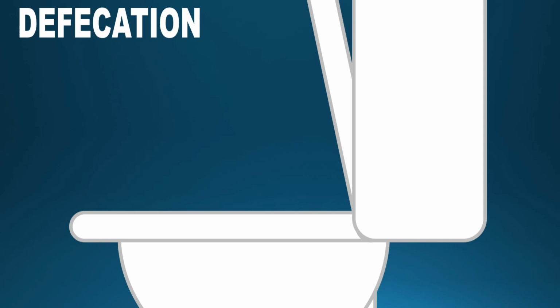Finally, the last activity is called defecation, and it's a process where you excrete feces from your anus or rectum, basically just getting rid of digestive waste inside your body. I'm not going to show you actual feces, that's just gross, so here's just a toilet.